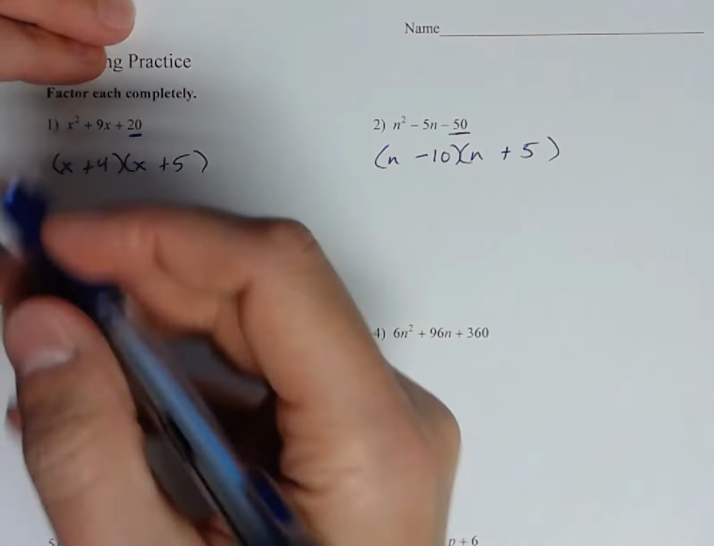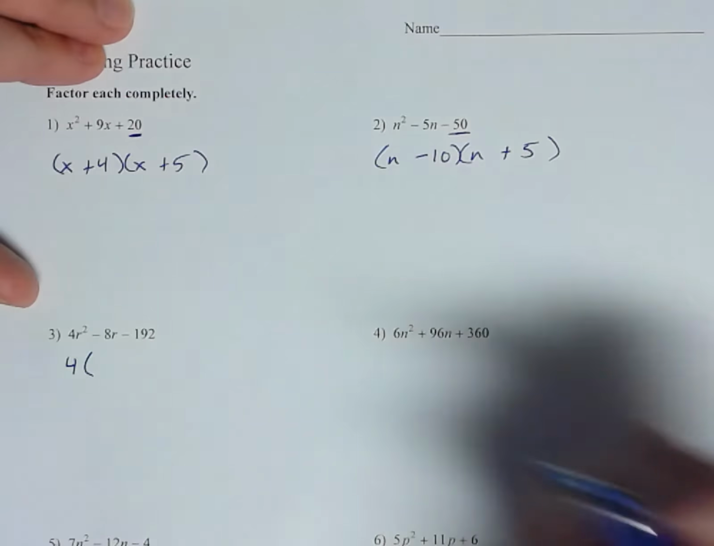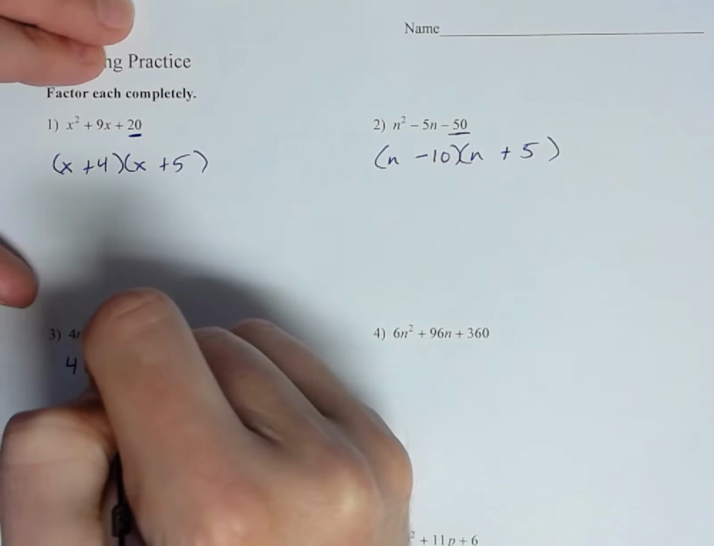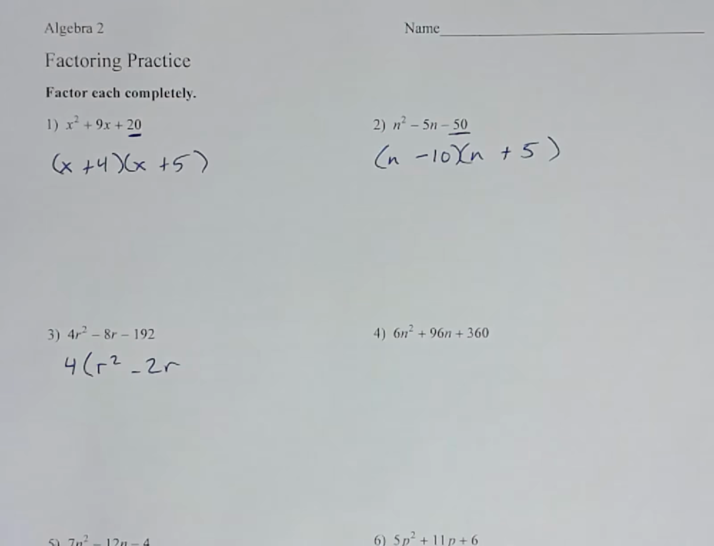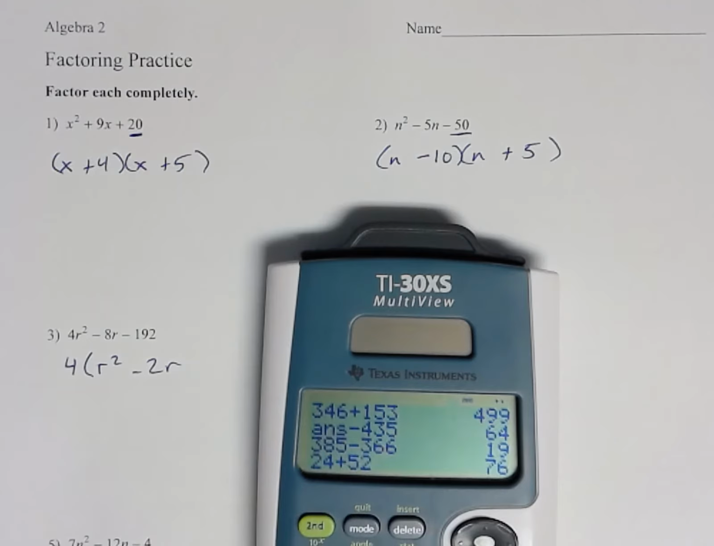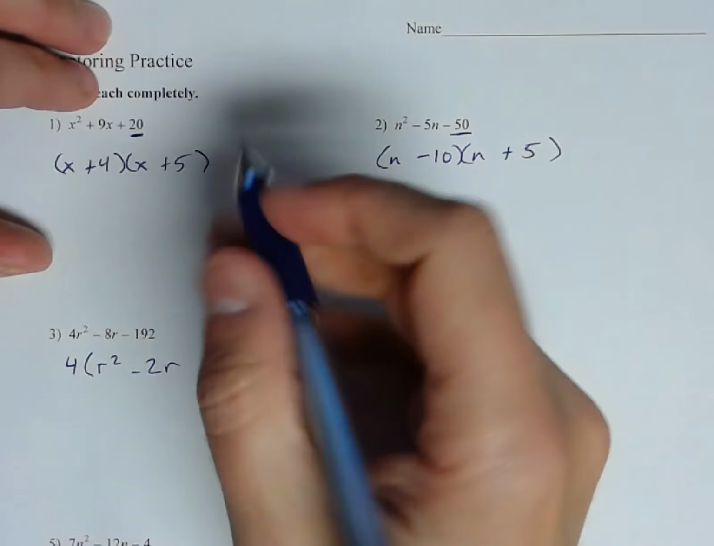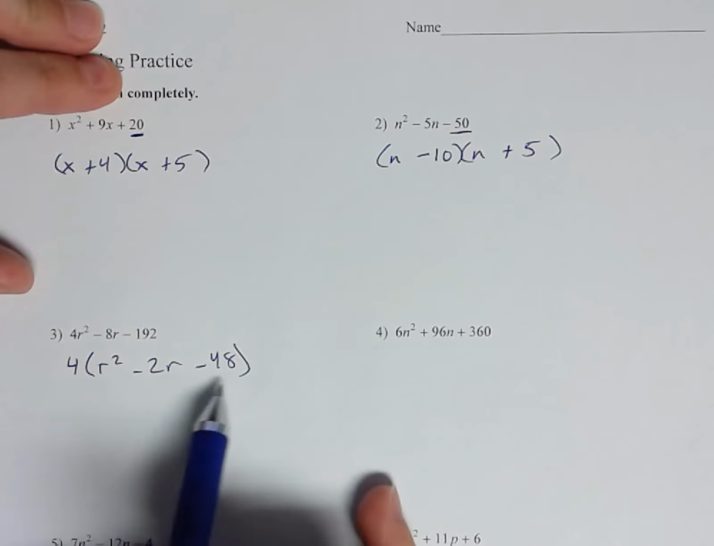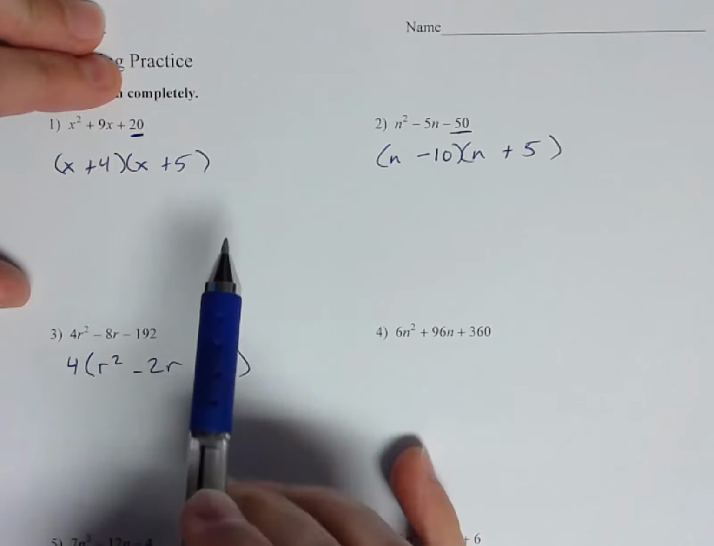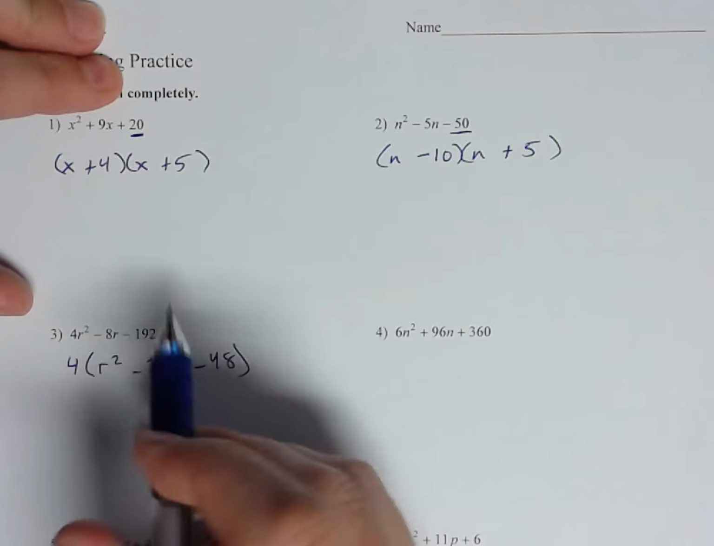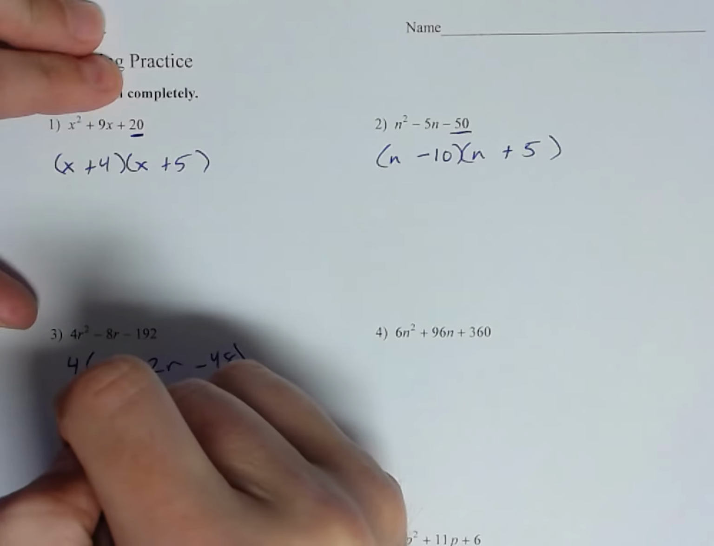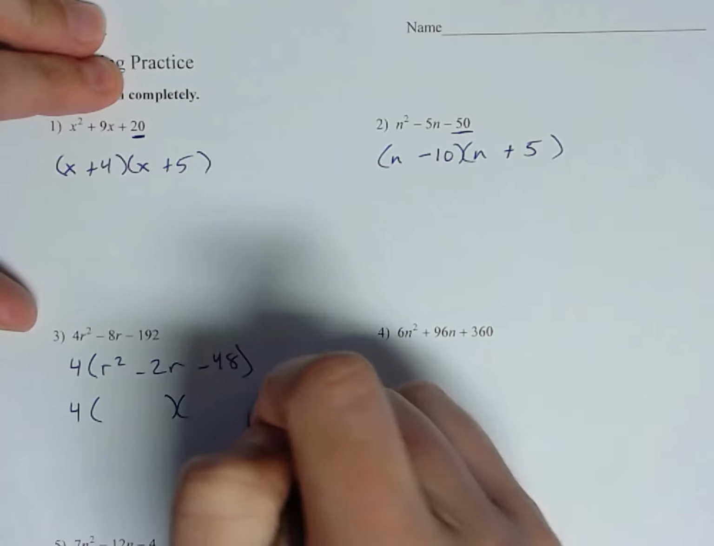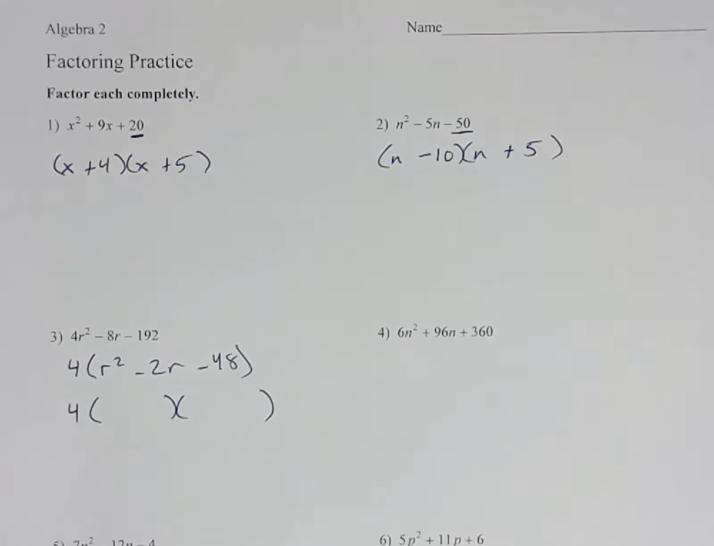So if we do that, we're going to get 4 times, well, what would be left? R squared minus 2r. How many times does 4 go into 192? Let me tell you. 192 divided by 4 is 48. So minus 48. Now I've got a trinomial just like these previous two examples, so we can factor it the same way. So 4, let's assume these are going to factor here.